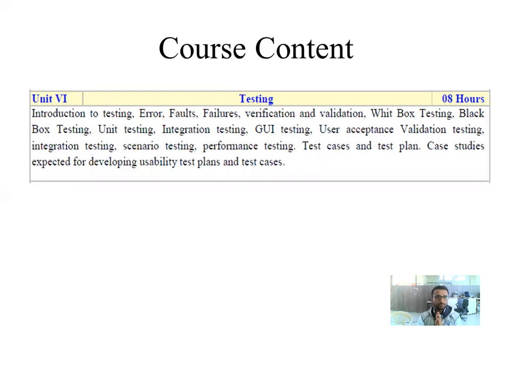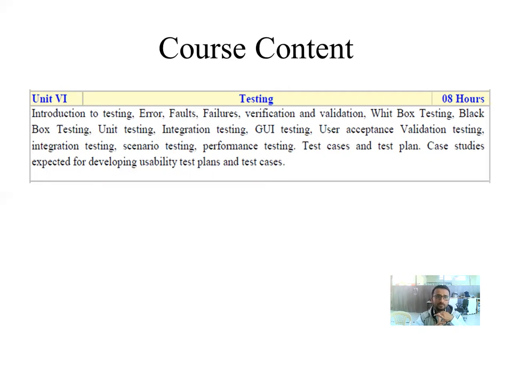And in the last unit, unit number 6, we are going to have the different types of basic testing concepts, right? In that, we will have the introduction to testing. We are going to discuss what errors, faults, and failures are. Then we will discuss the differentiation between verification and validation. There are different types of testing, right? White box and black box testing. We are just going to discuss this differentiation with respect to software testing.